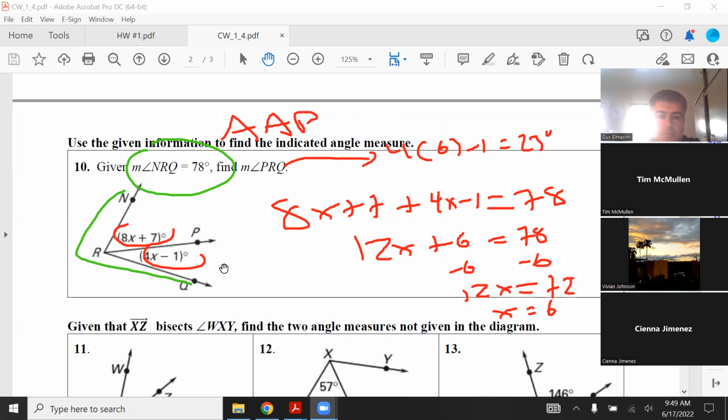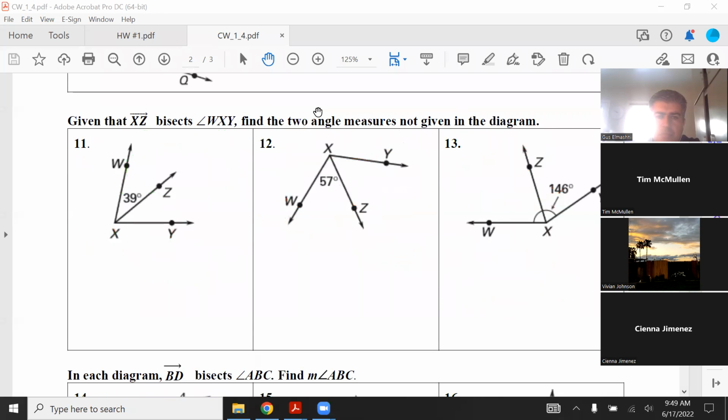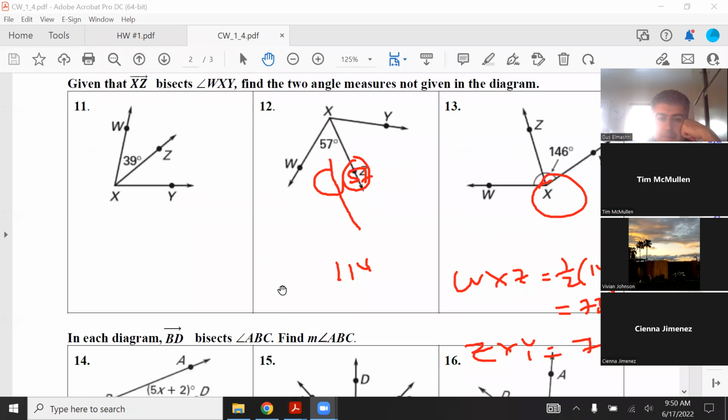For 12 and 13, remember, if you're told this cuts it in half, that means that these are going to be the same. So that's also 57. And the whole thing is 114. 146 is the whole thing. So WXZ is half of that. Half of 146, which of course will be 73 degrees. And ZXY or YXZ, however you want to call it, just got to put X in the middle. That's also 73 degrees. So those are identical because it bisects, right?